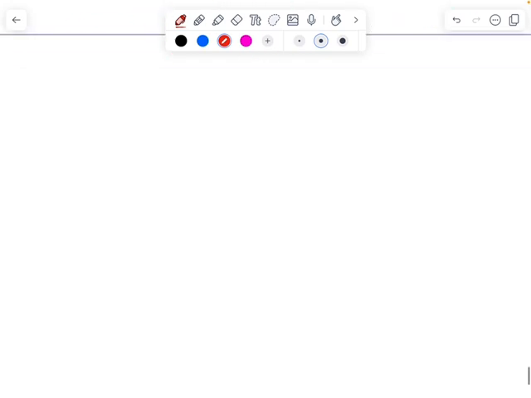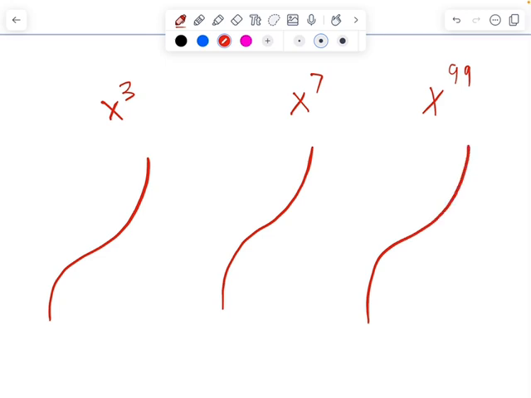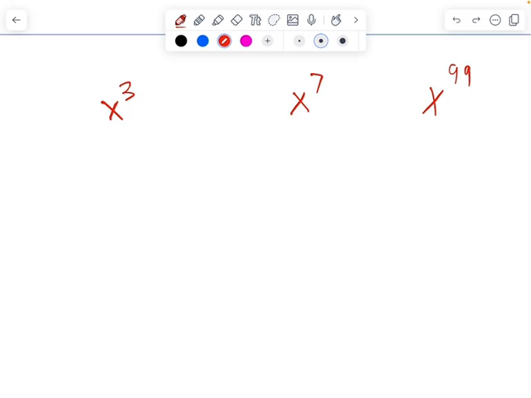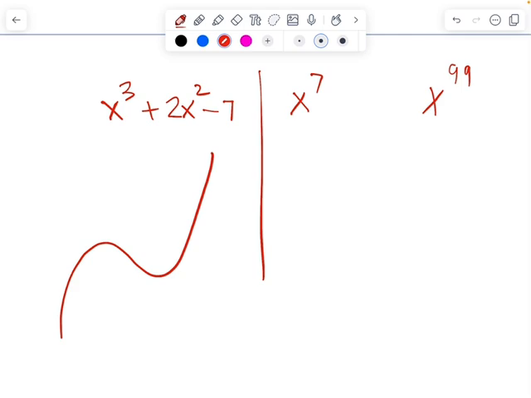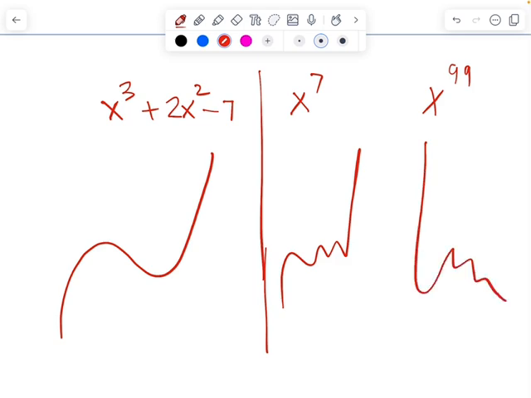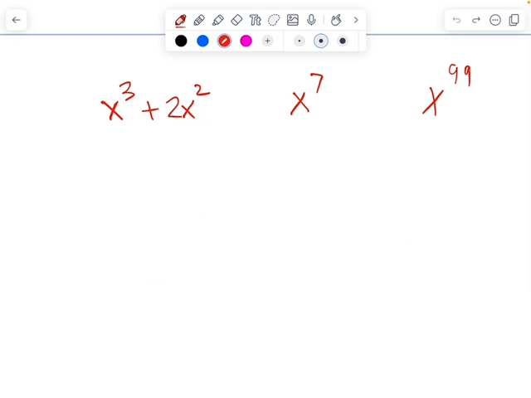Okay, now let's talk about odd polynomials. Let's say it's x to the 3rd, x to the 7th, x to the 99th. Then they're going to look like this. They're all going to look a little bit different. They're going to be steeper or less steep, but they have that same basic shape. You might also have some wiggles in there. So if it's x to the 3rd plus 2x squared minus 7, then you might have it being like that. Or if it's x to the 7th, you could have a lot of wiggles. x to the 99th, you could have a ton of wiggles, right? But all of these are going to look more or less like that.